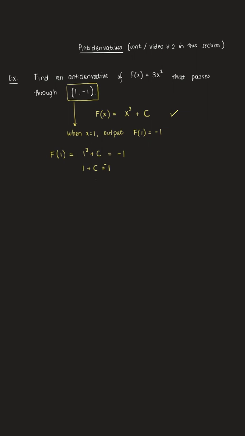Solving for c, I can subtract 1 from both sides, and that gives me that c will be -2. So we believe that this function, x cubed plus c, where c is -2, will give us the specific function whose derivative is 3x squared but passes through the point (1, -1). Let's check. When we take the derivative, we definitely get 3x squared because the derivative of -2 is 0. And if we put in x equals 1 into our function, 1 cubed is 1, minus 2, that does give us the output of -1.